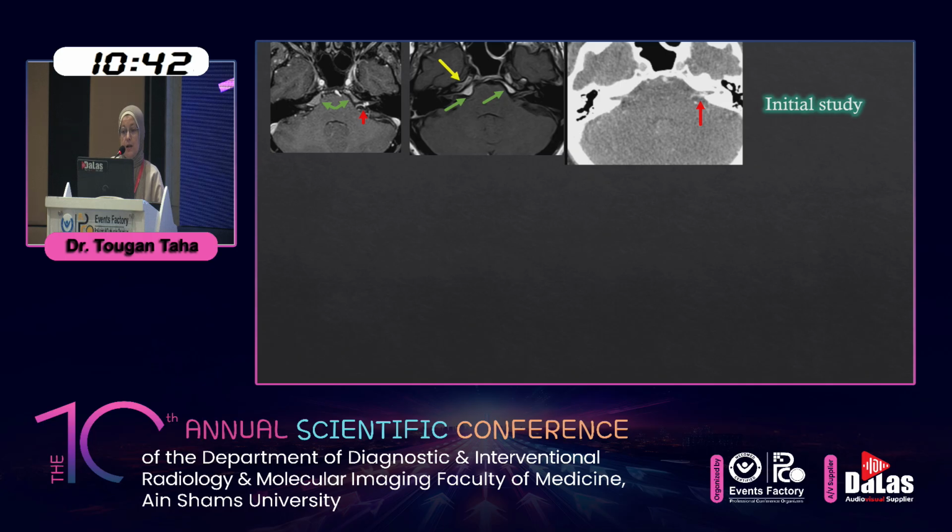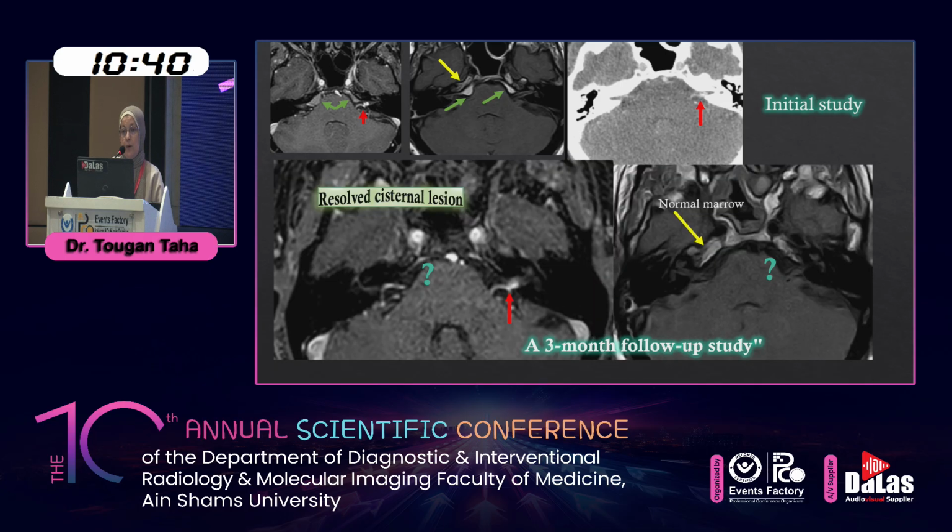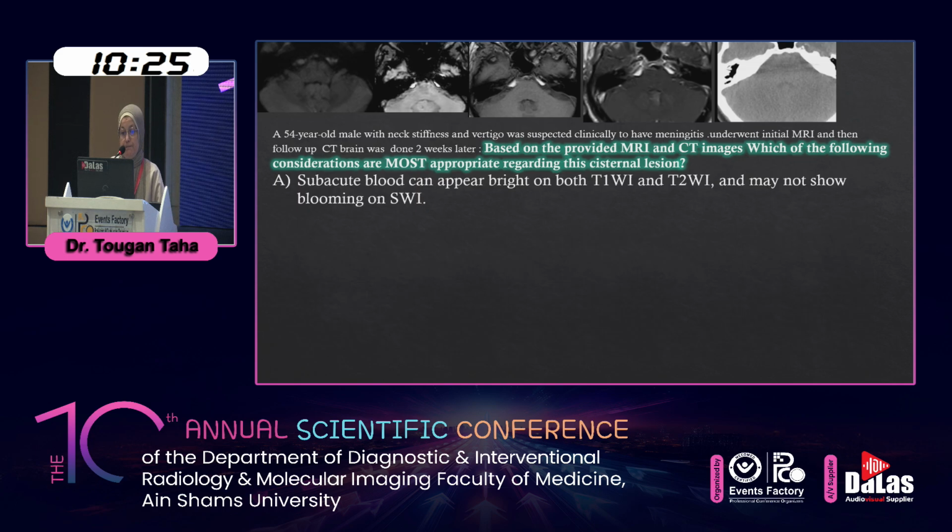This is the initial study, and this is a follow-up after 3 months for the same patient. There is a resolution of the prepontine cistern lesion, and only seen is the left internal auditory canal enhancing nodule and the prominent vessel. So back to our choices.